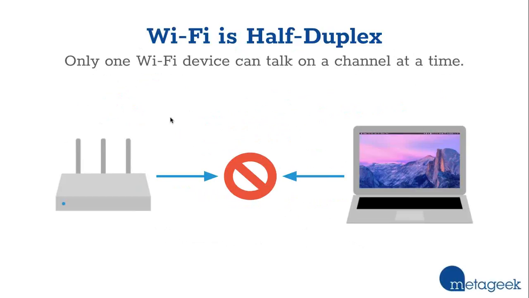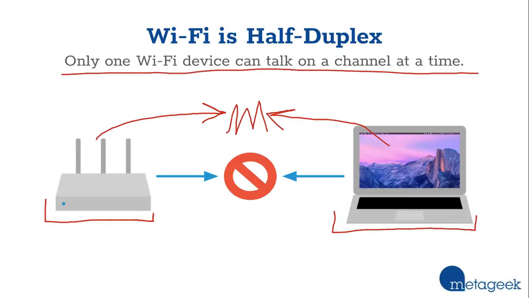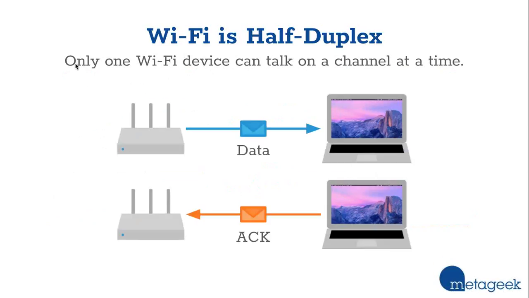In fact, Wi-Fi is kind of like a 1-lane highway where we can only send traffic east or west, but we can't send traffic east and west simultaneously. If we have an access point and we have a client device, and if they both try to talk at the same time on a channel, they're basically going to corrupt each other's signals, and they're not going to be able to understand each other. On any given channel at any given time, only one Wi-Fi device can talk. One Wi-Fi device talks at a time.